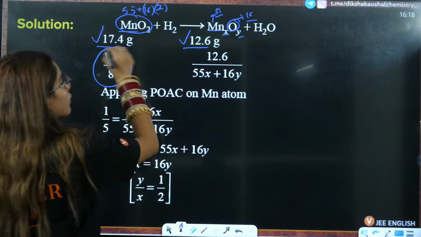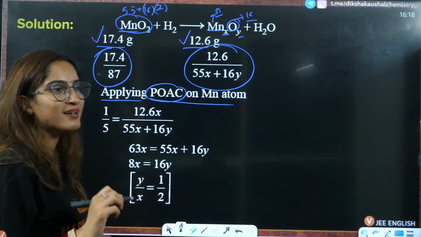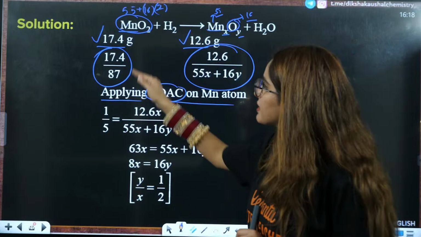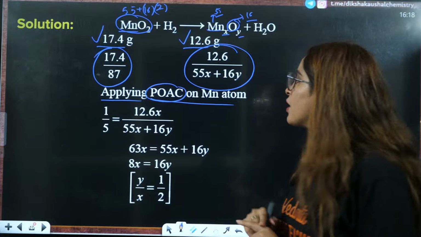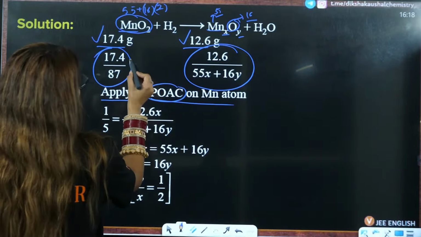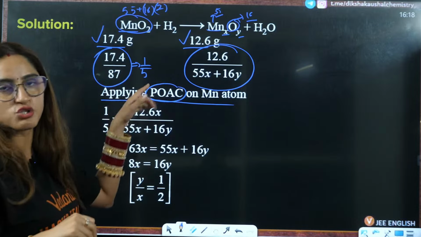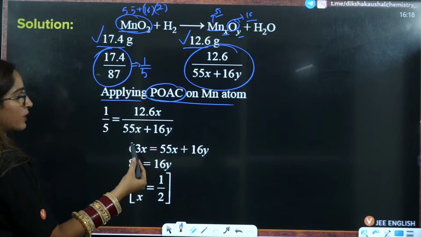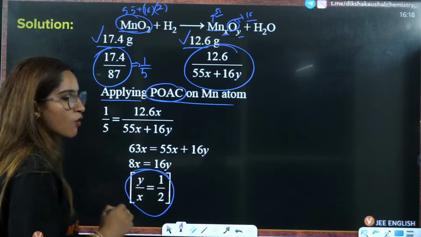Once you have the number of moles here, whenever you apply POAC on the manganese atom, that means you have to equate the number of moles on both sides. So 17.4 by 87 is nothing but 1 by 5 only. We just solved this. So you just need to equate both of them, and when you equate them, you will get the value of Y by X as 1 by 2.